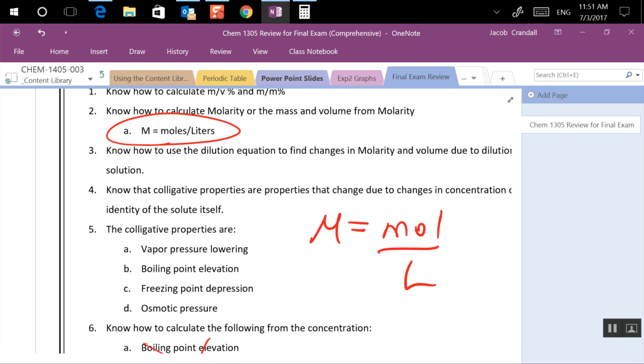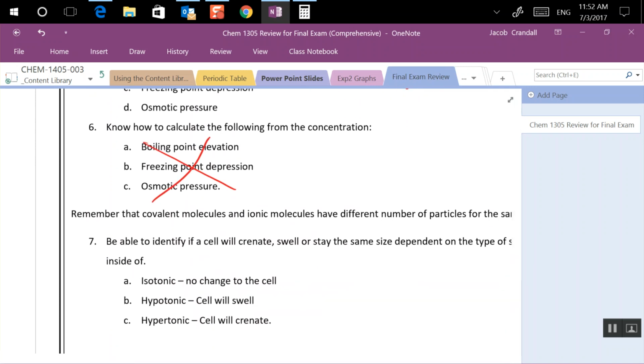Does a 0.5 molar solution of glucose have the same effect as a 0.5 molar solution of sodium chloride? No, because glucose is one particle and sodium chloride is two particles. So that's kind of how this colligative property stuff works. It works based on the amount. It's non-discriminate on what is present. It just cares about how much there is.